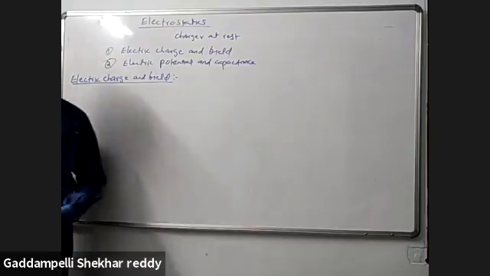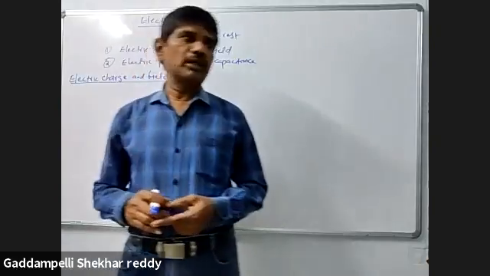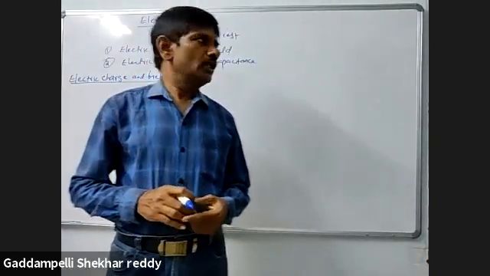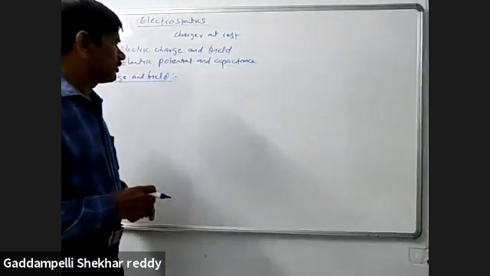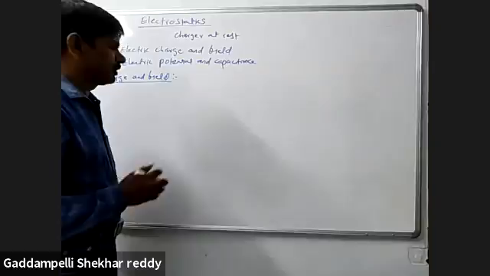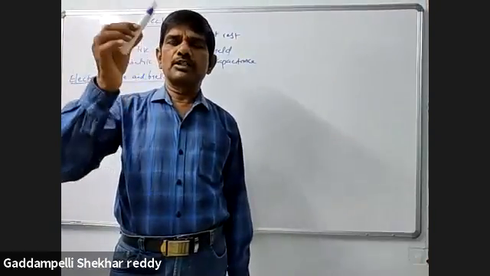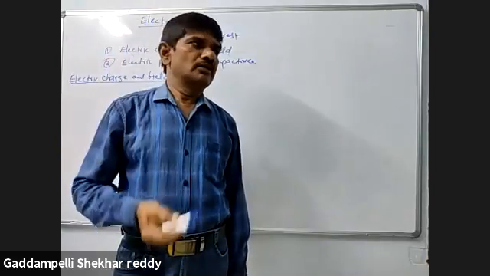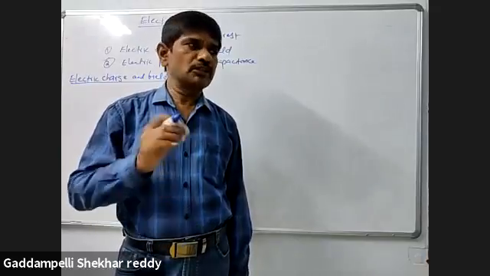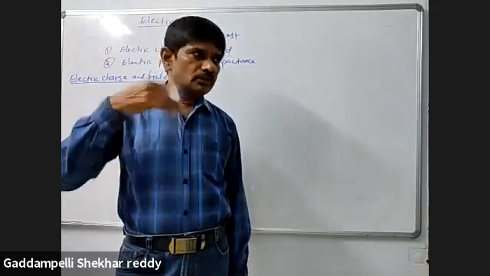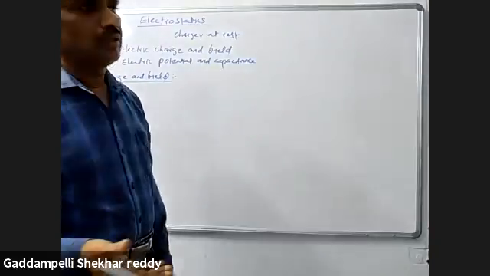So here, what is charge? Basically, each and every object is electrically neutral. That means the number of electrons is equal to the number of protons. For example, an object is made of many small particles known as atoms, and each atom contains a number of subatomic particles.